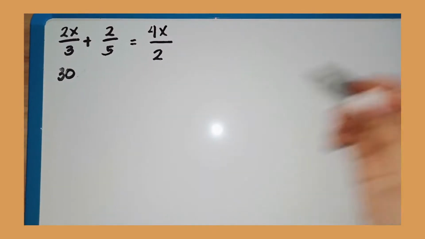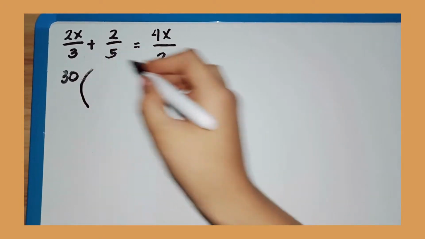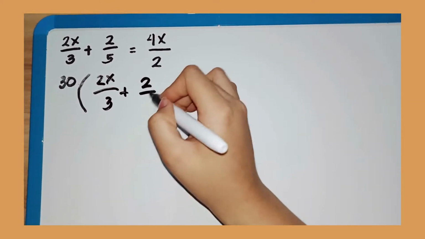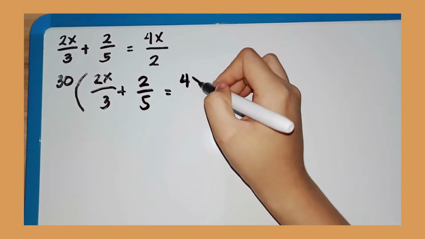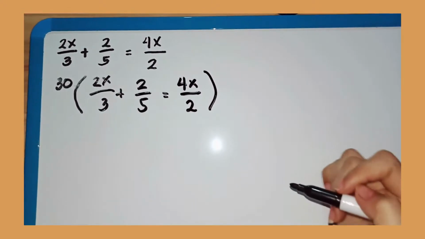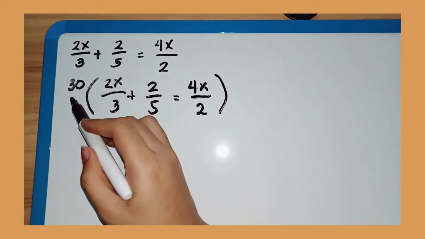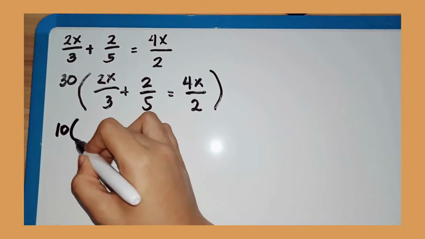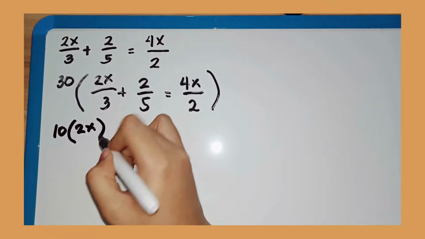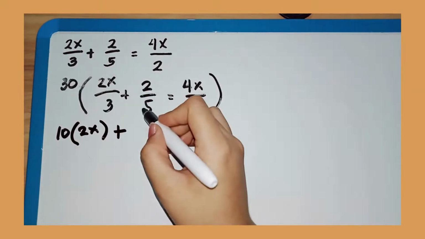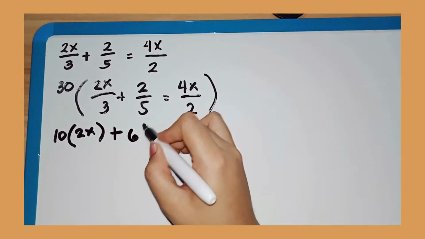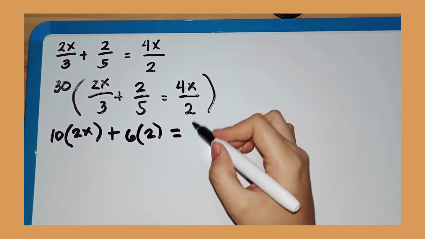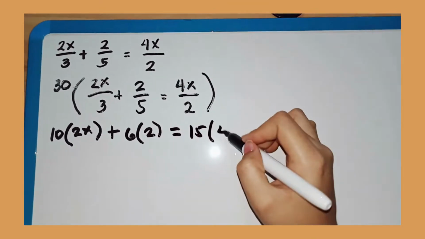After getting 30, open and close parentheses, copy the equation 2x over 3 plus 2 over 5 is equal to 4x over 2. Now, we divide 30 by each denominator. 30 divided by 3, that is 10. Multiply it by 2x. Plus 30 divided by 5, that is 6. Multiply by 2. Copy the equal sign. 30 divided by 2, that is 15. Multiply by 4x.